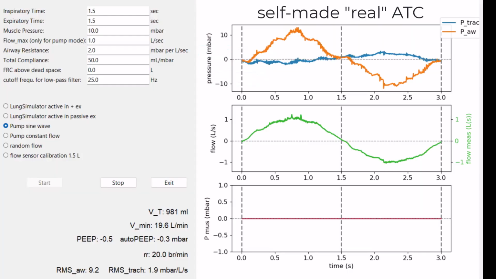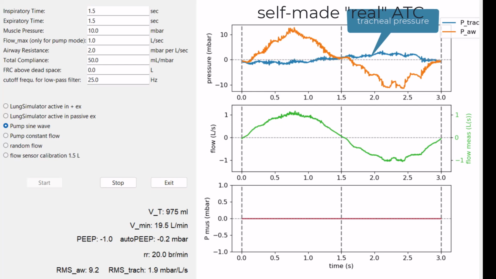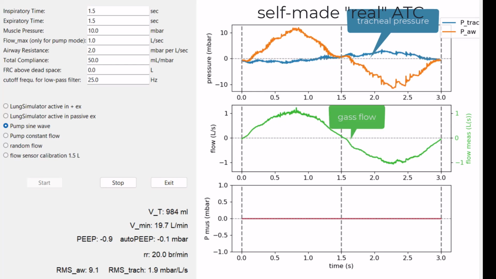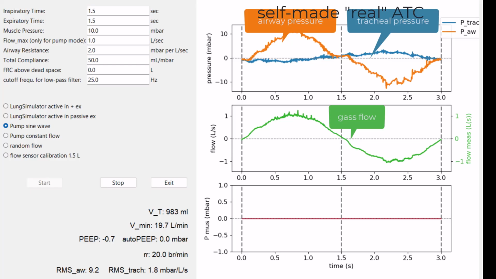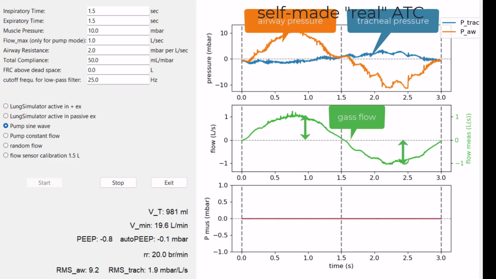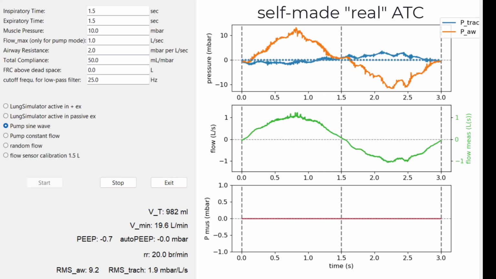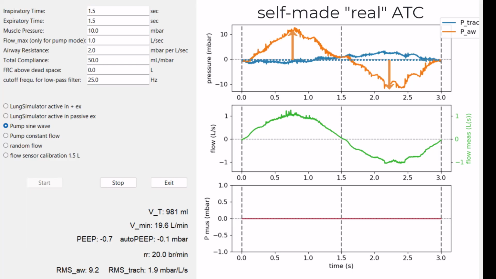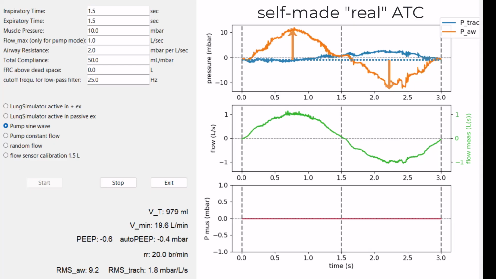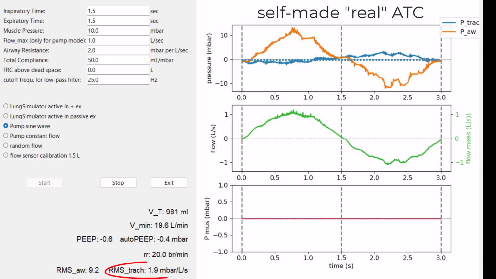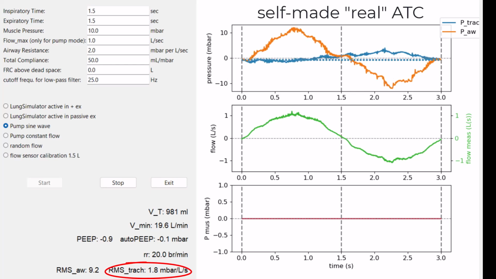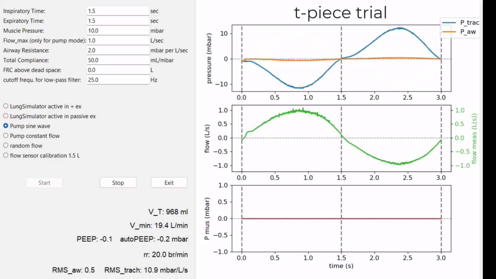This is now the screenshot from our lung simulator. The top panel shows the tracheal pressure in blue, airway pressure in orange. The middle panel, the flow pattern. It's a sinusoidal flow with a peak of 1 liter per second in inspiration and expiration. As you can see, the tracheal pressure is close to the target pressure, so it's close to the peak value of 0 in this case, and the airway pressure increases in inspiration to about 10 or 11 centimeters, and in expiration decreases to about the same value. And note the root mean square tracheal pressure, which is the effective resistance, so it's 1.8 millibar per liter and second.